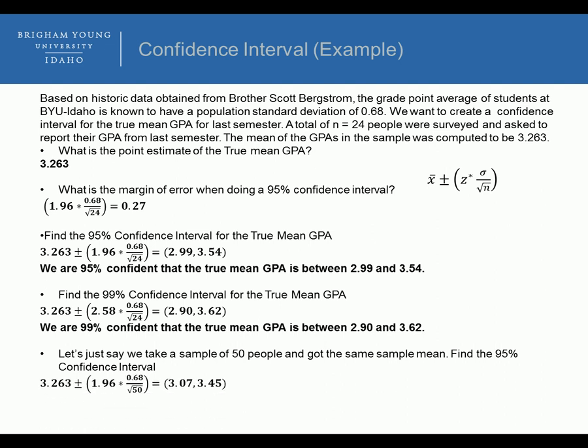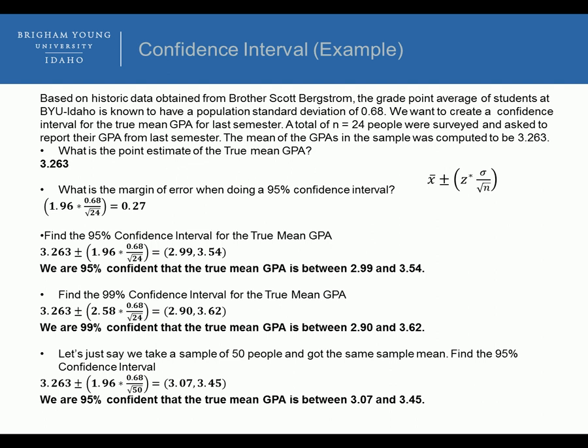Okay, so this is how we calculated. The only difference between the first confidence interval we calculated and this last one is the sample size. It goes from 24 to 50. And now we have a confidence interval between 3.07 and 3.45. So we are 95% confident that the true mean GPA is between 3.07 and 3.45. The two questions I want to ask you are: what happens to the width of our confidence interval as our level of confidence goes up and as our sample size goes up? Think about it for just a sec.